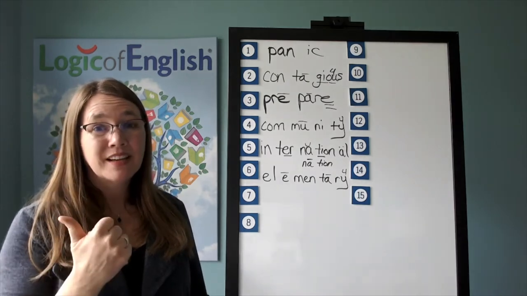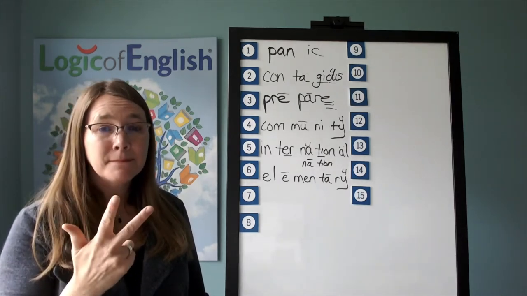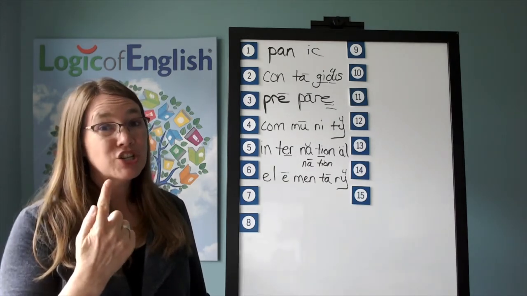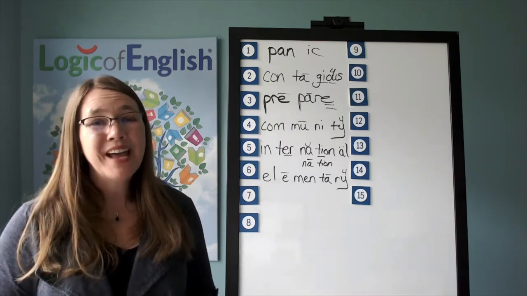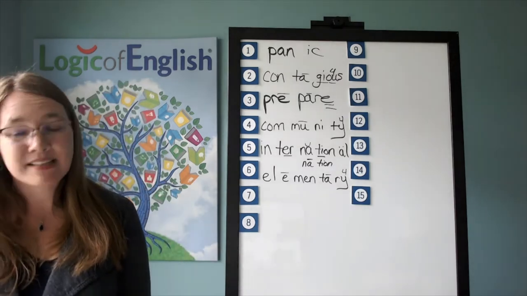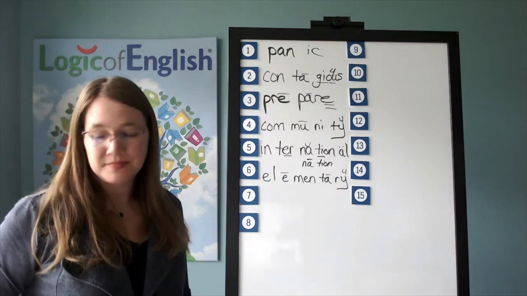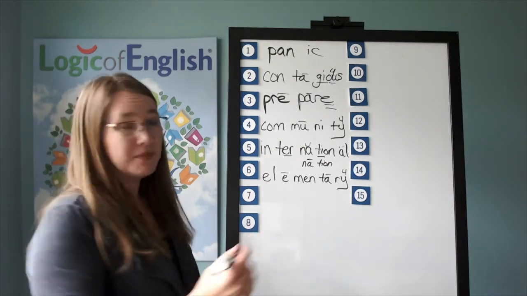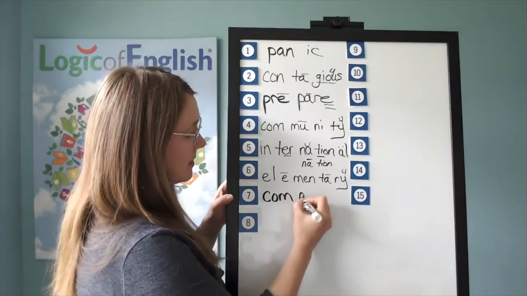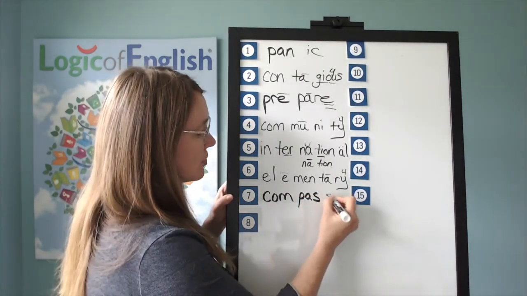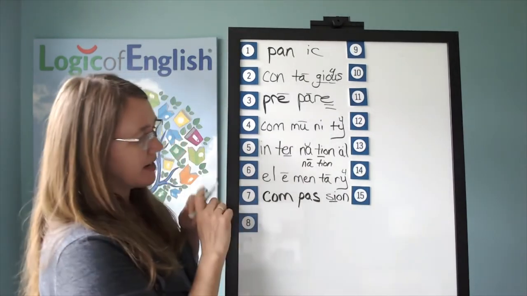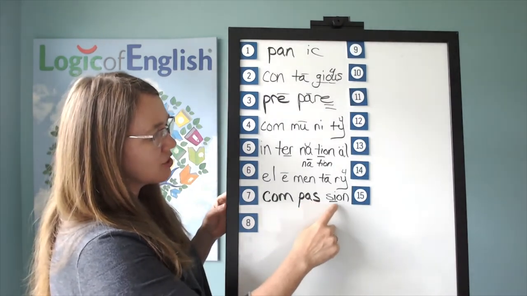The first syllable is calm. K, use a K. Ah, M. Pass, P, A-S-S. Shun. Sh, use a sh, zh, ah, N. Go ahead and write calm, pass, shun. Calm, pass, shun. And help me to write it. The first syllable is calm. K, A, M. Pass, P, A-S-S. Shun. S-H, A, N. And how will we mark it? We'll underline the sh. Let's read it.